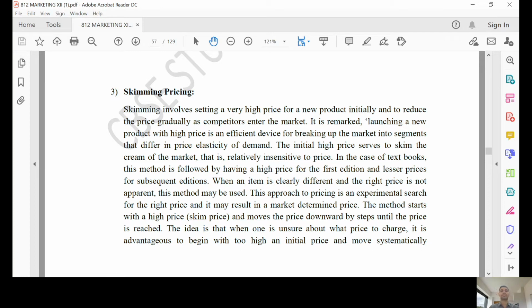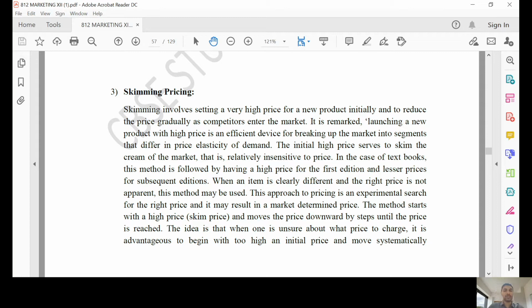Apple is following a skimming pricing policy, where whenever Apple launches a new phone, they sell at a higher price because they know customers will buy their product at whatever price. Once those loyal customers have purchased the product, what will they do? They will slowly reduce the price for the next set of customers who are not that loyal, who are price conscious. So under skimming pricing, the price is set high initially and gradually reduced.